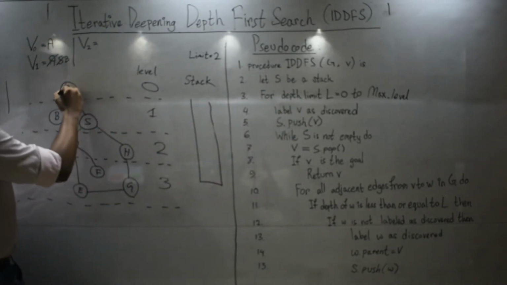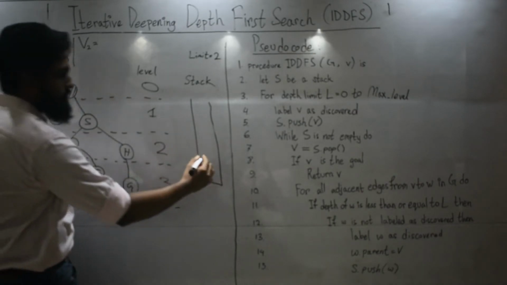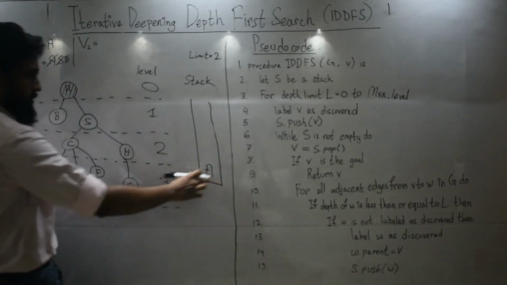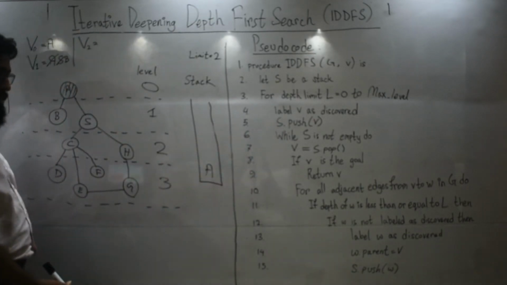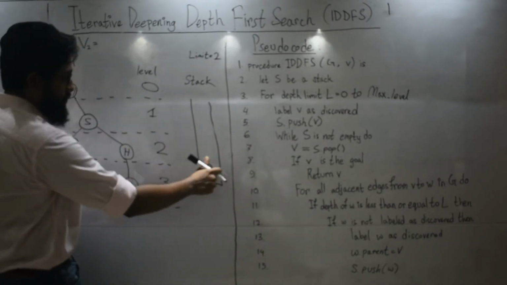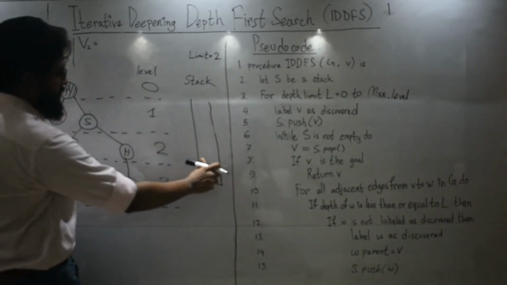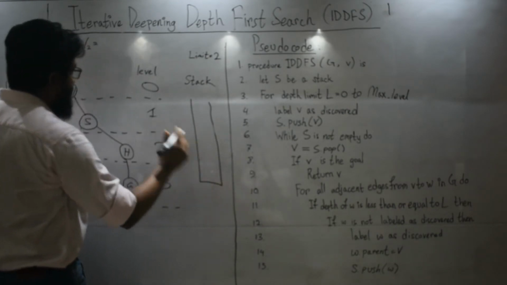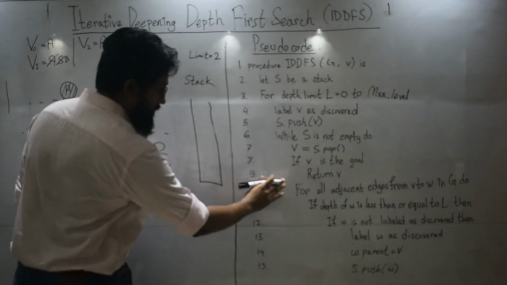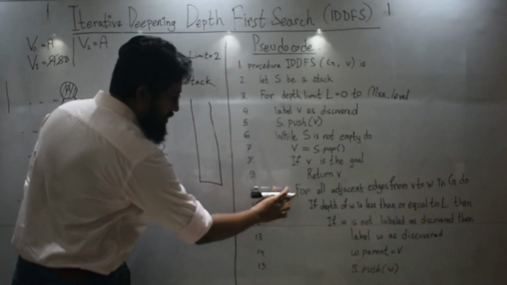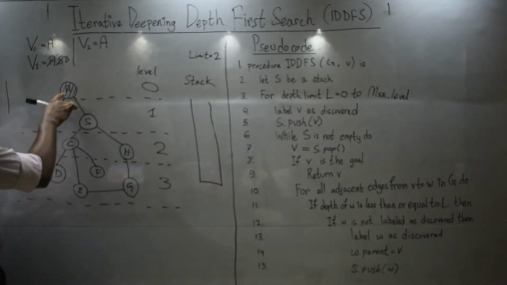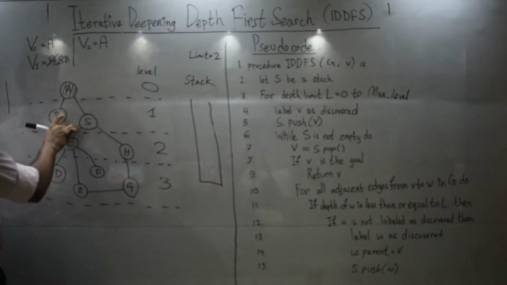So limit of 2, so let's go to line number 4. Let's discover V, push, let's push over here. Now let's enter the loop while stack is not empty. Let's pop whatever is on top of my stack and put it in V. A. Now let's skip this. Let's go to line number 10. For all adjacent edges from V to W, the adjacent edges of A are B and S.